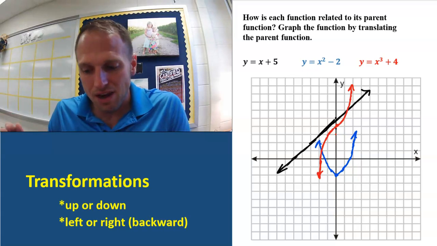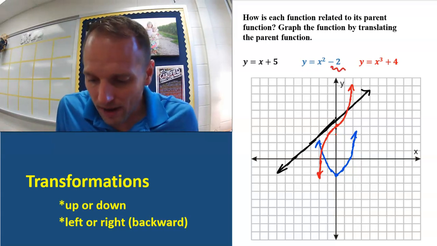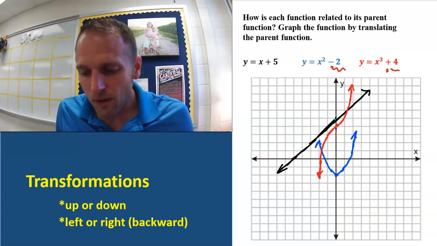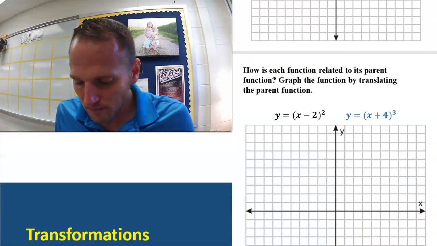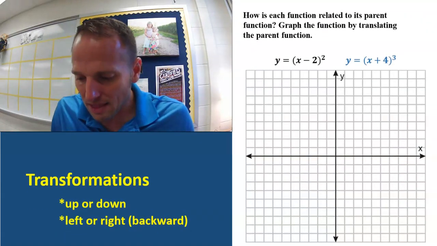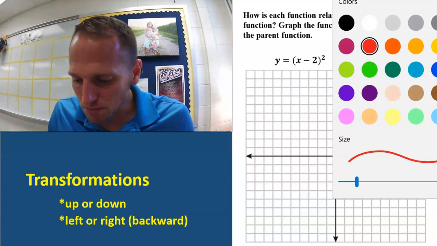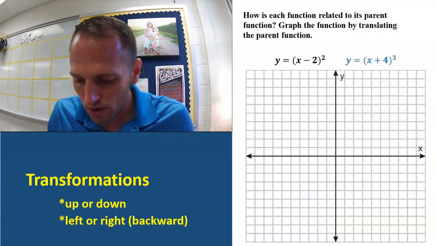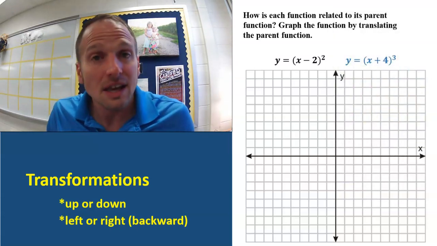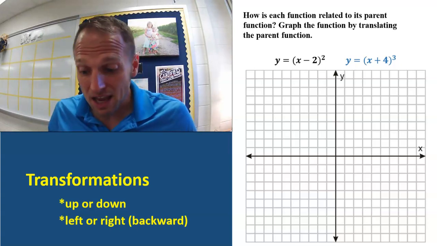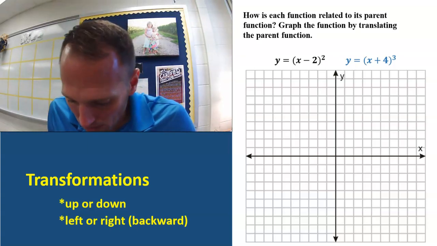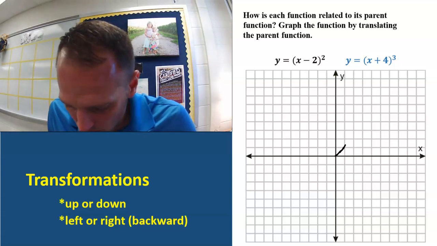So instead of that number being out at the end, way out here by itself like it is now, we're going to move it in with the x. So let's look at this one. y equals x minus 2 squared. Okay, now the parent function that I see is the x squared. So remember what that one looked like. That one just looked like this, just a basic parabola.